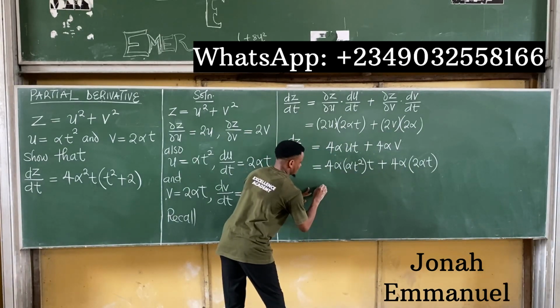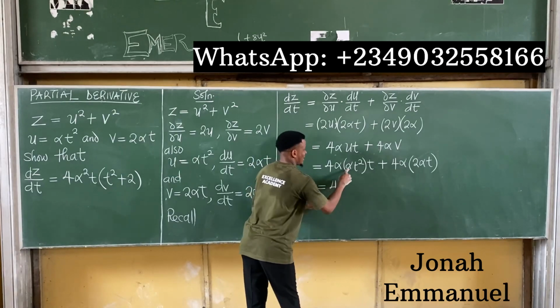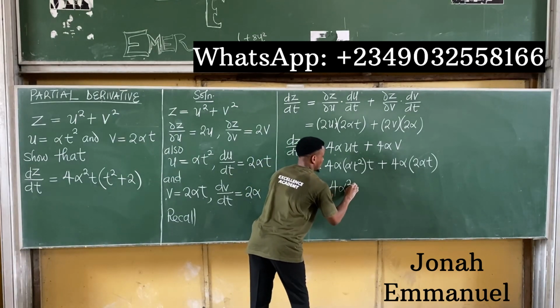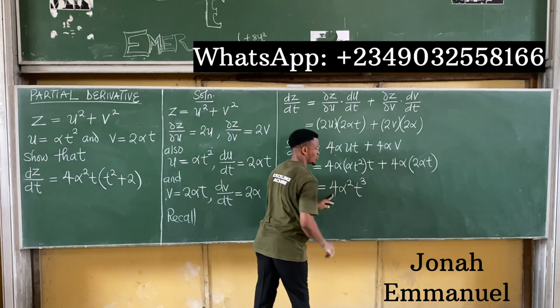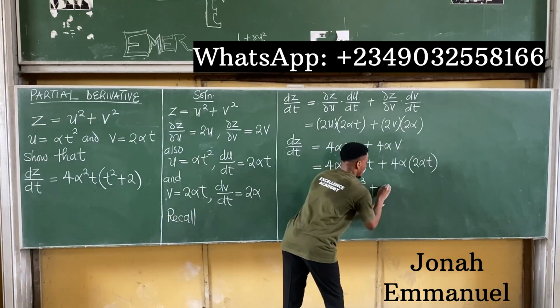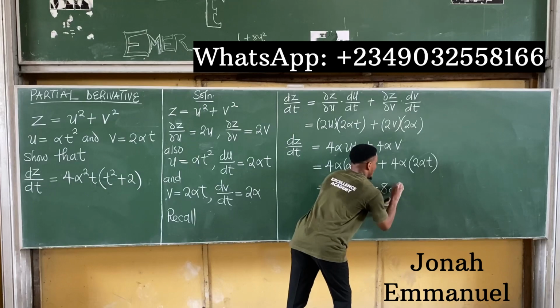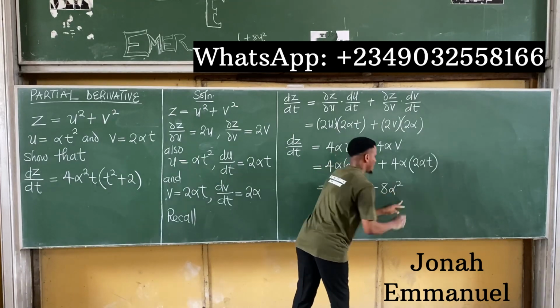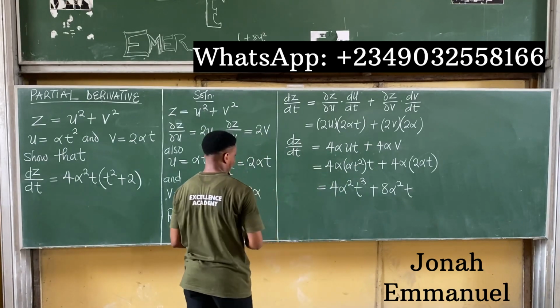All right, expand this. This is equal to, I'm having 4. Alpha times alpha is alpha squared. Then this one here, t squared times t is t cubed plus 4 times 2, I have 8. Alpha times alpha is alpha squared, and I have t. So I have this. Can we factorize here?